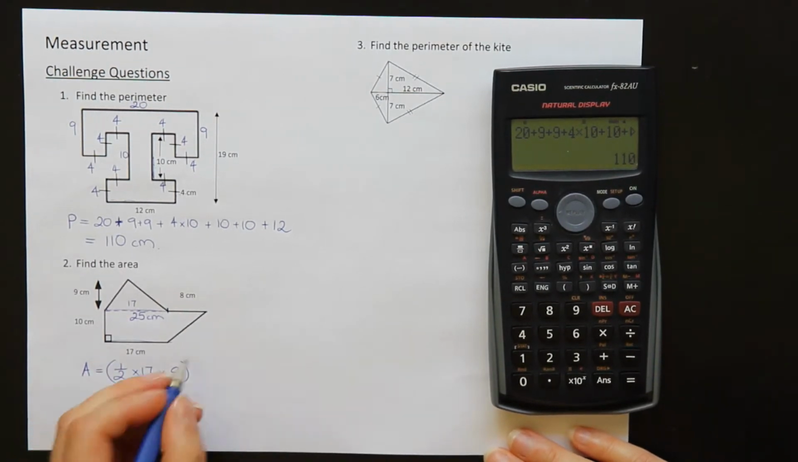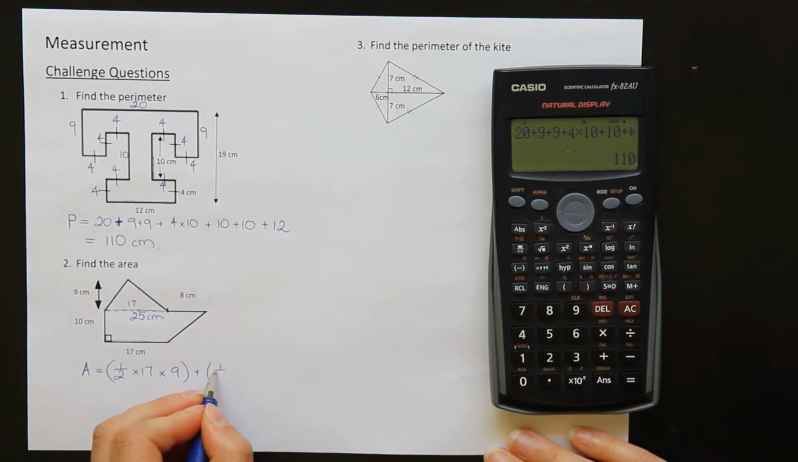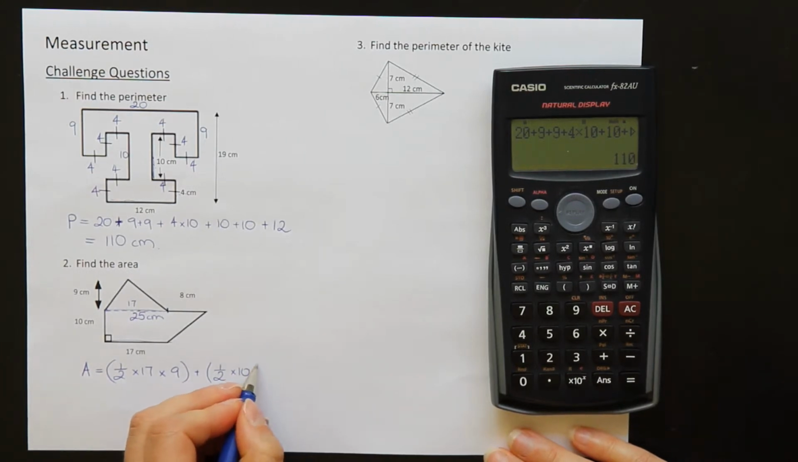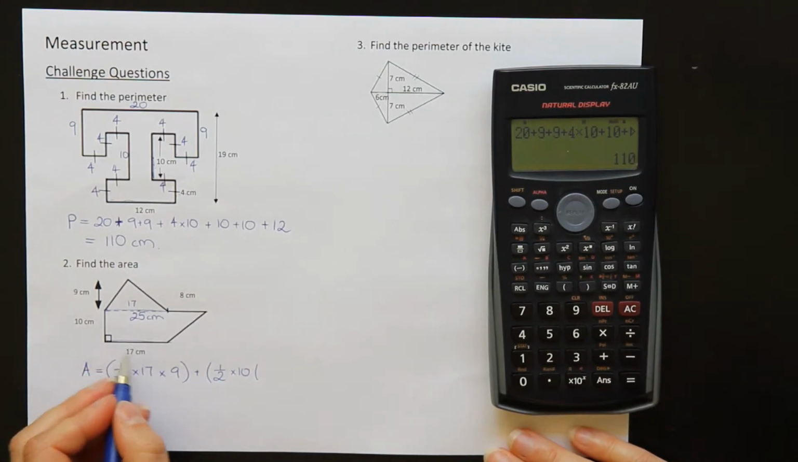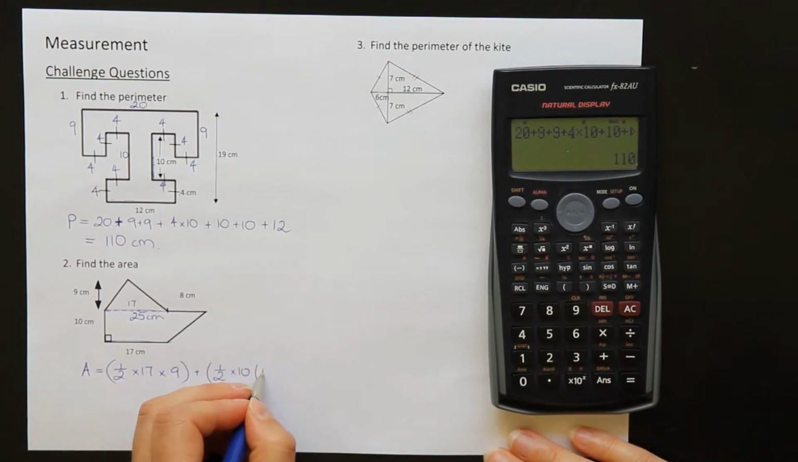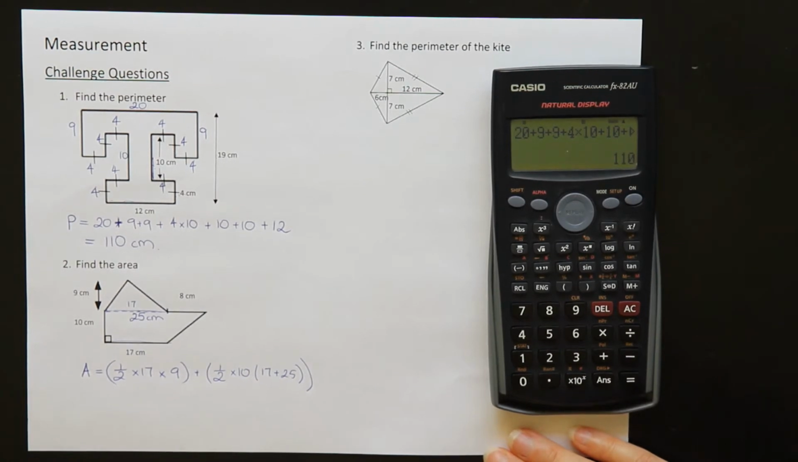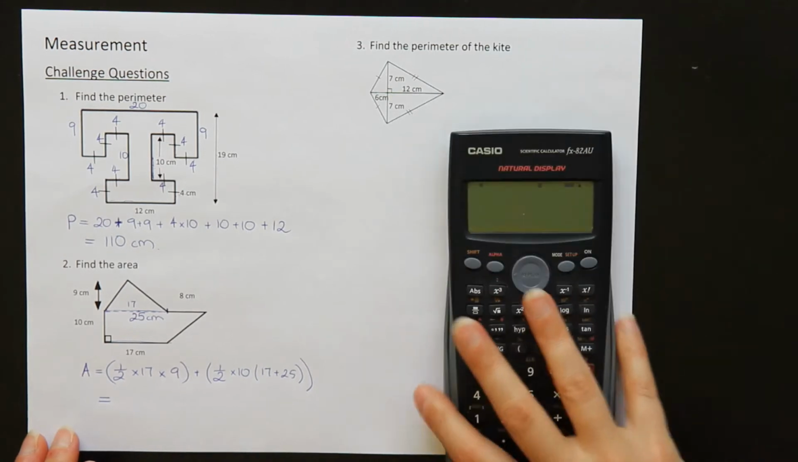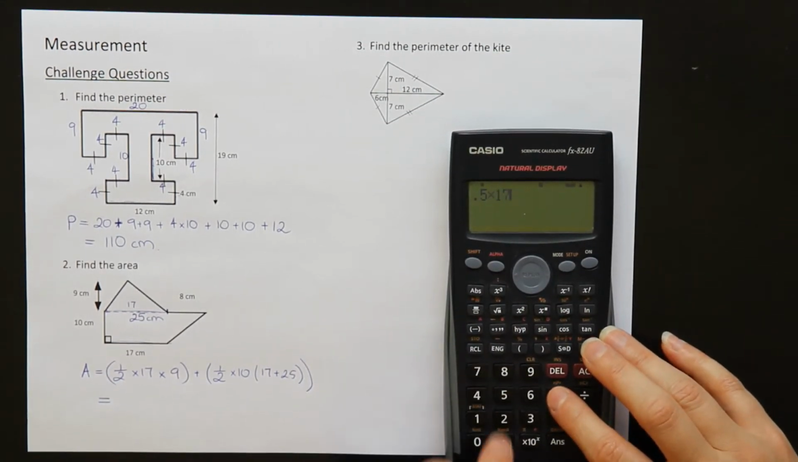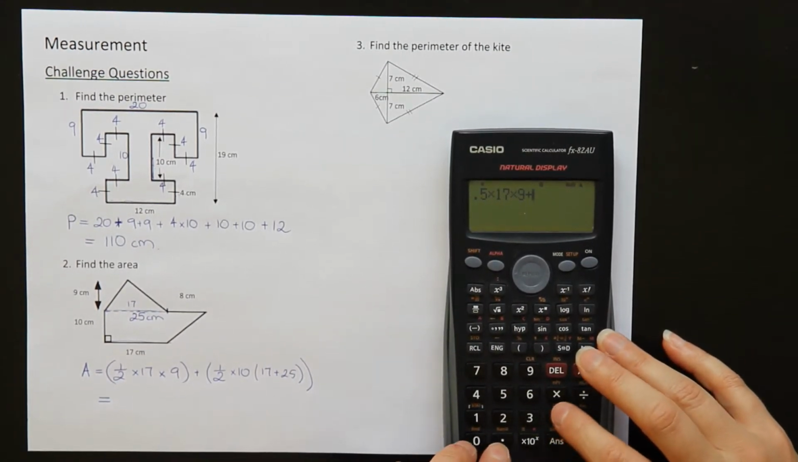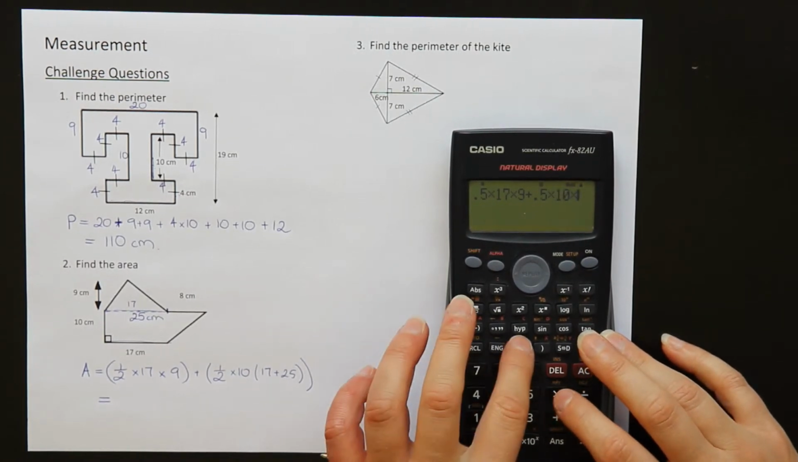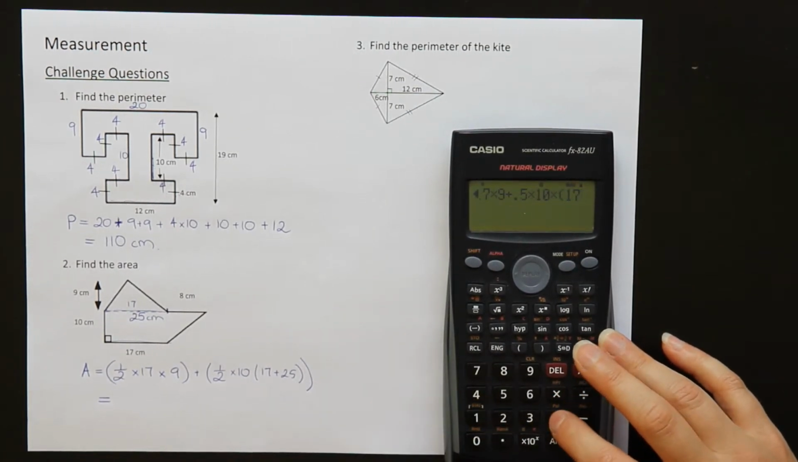Half base times height. Plus the trapezium is half h, the h is 10, half h bracket a plus b, where that is the two parallel sides, so 17 plus 25. Okay, there it is. Typing that in the calculator, half times 17 times 9 plus half times 10 times our parallel ones.